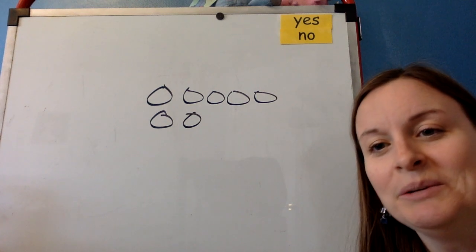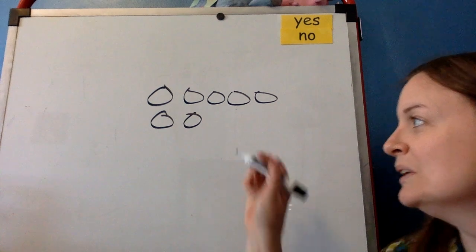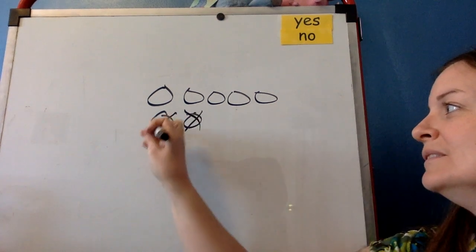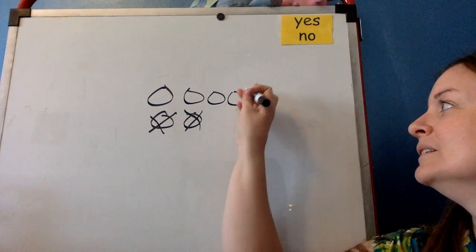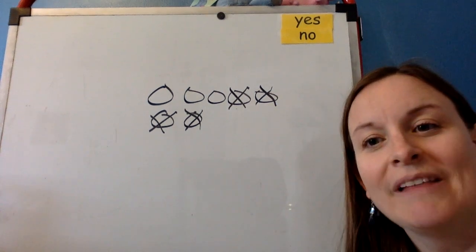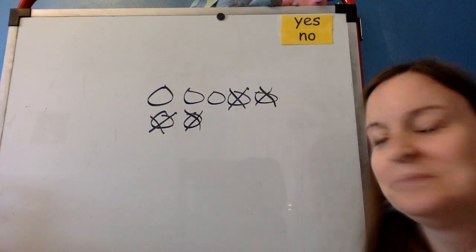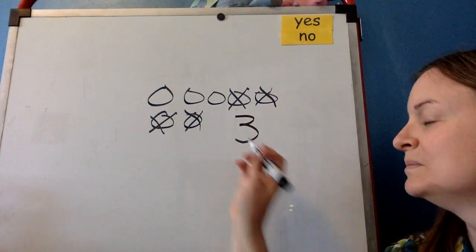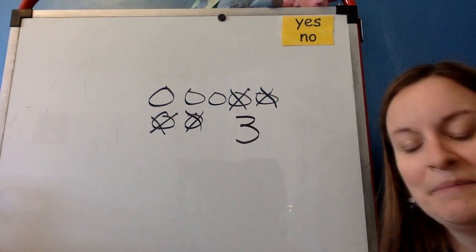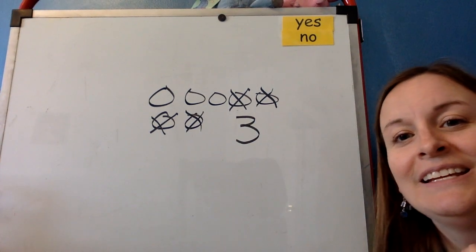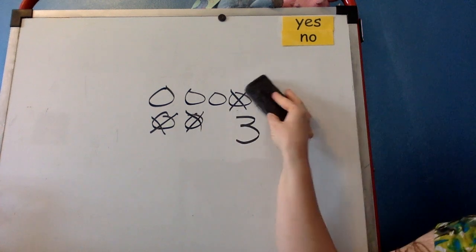So what are we going to do? We're going to cross out 4. How many ducks were left in the pond? Good job. All right, now let's do one more.